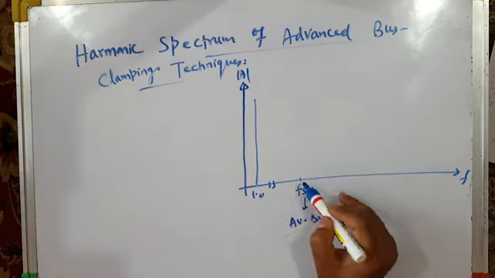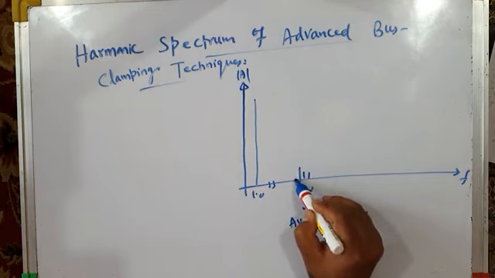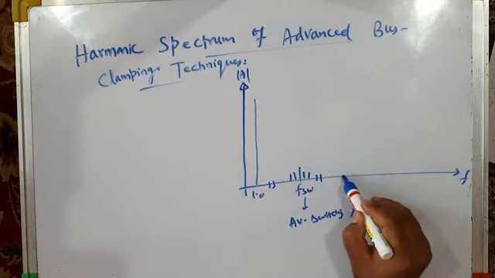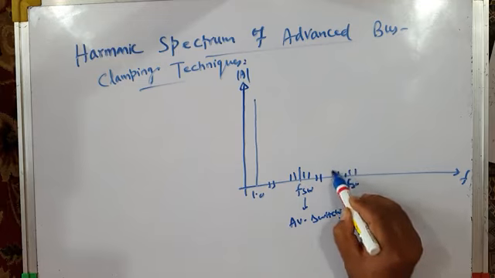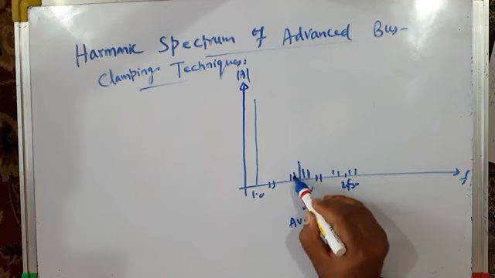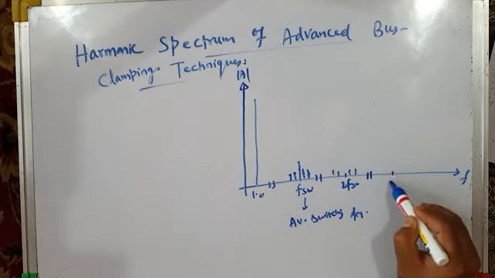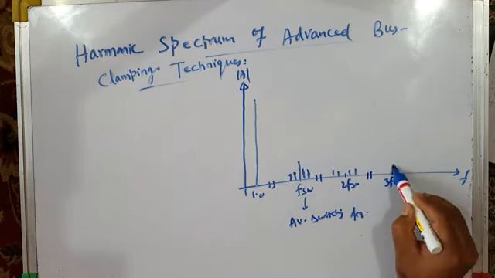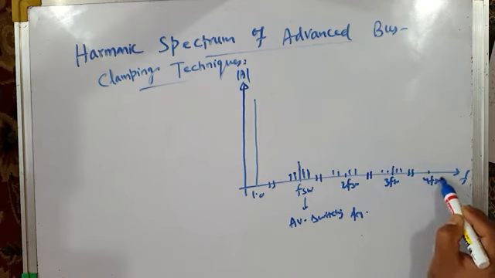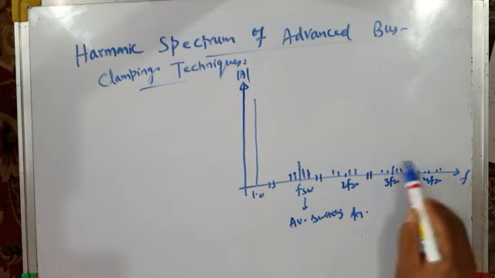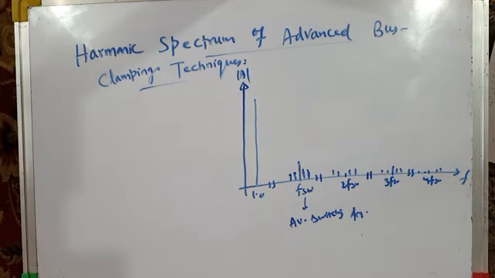So this is the average switching frequency and its sidebands. Then 2 times the average switching frequency, with sidebands here. And then 3 times the average switching frequency and its small sidebands. Then sidebands around 4 times the switching frequency, like this. 3FS and 4FS and their sidebands are negligible. So the main concern are these. So this is the harmonic spectrum for the advanced bus clamping PWM technique.